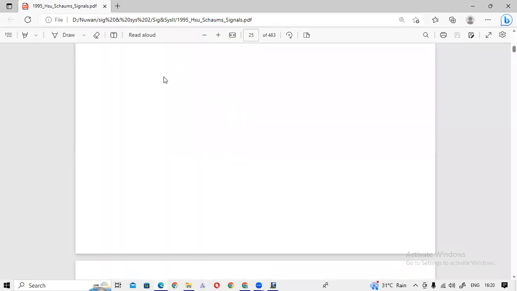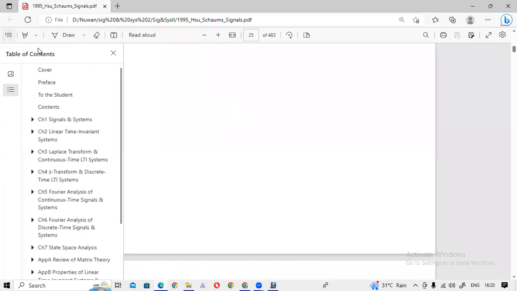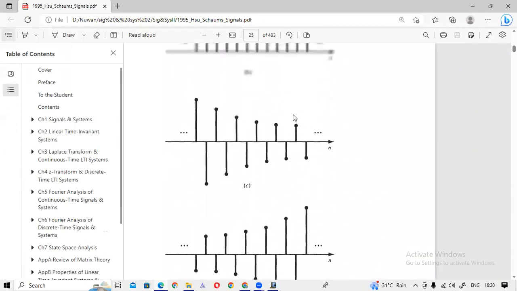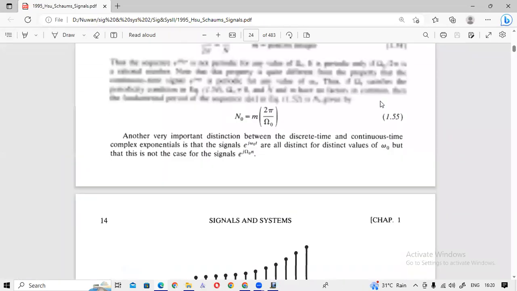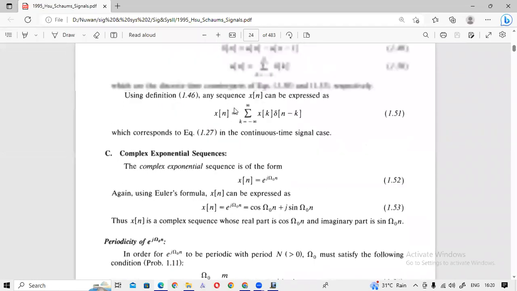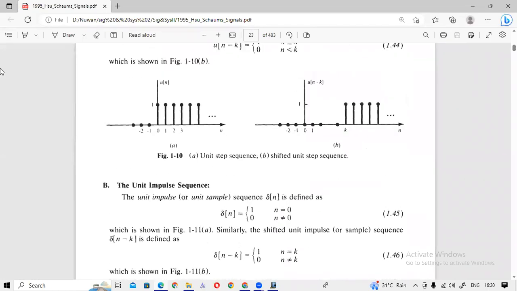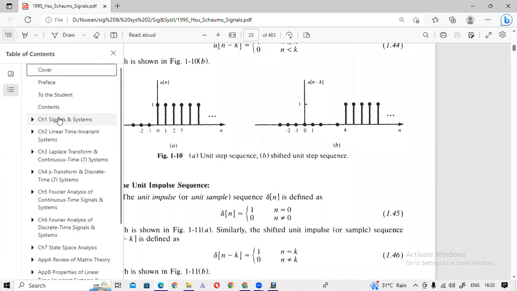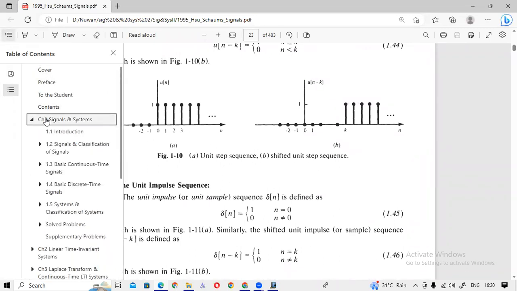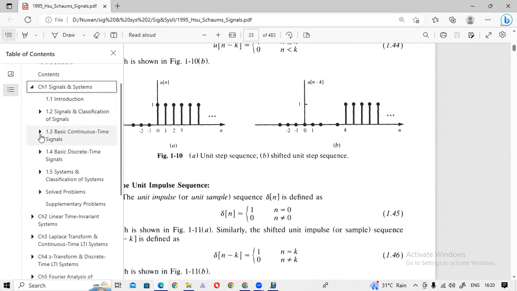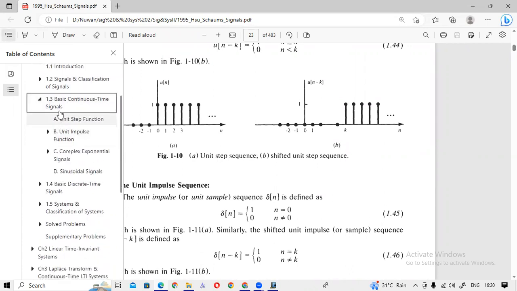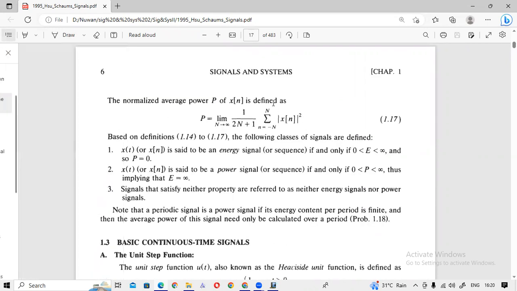So this is our reference book. Always you have to refer to this one. If you have any problem, you have to refer to this one, and if you can't understand the content, you can ask for help from me. So here in the first chapter, basic continuous time signals, we have learned these things.